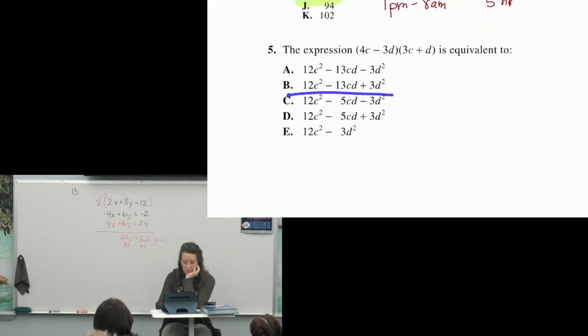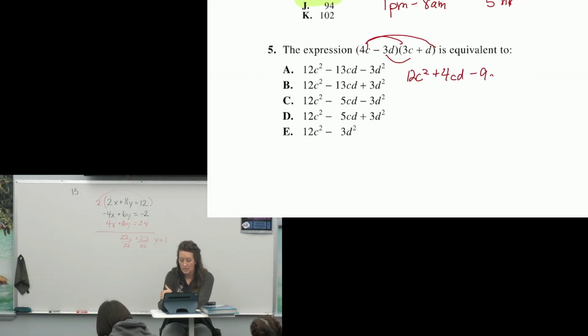Yeah. So Jane's thinking this. First, outside, inside, last. So 4 times 3 would be 12c squared. Then we'd have minus 4cd, minus 9cd. Is that right? Let's see, this is 12c squared, and then this one would be plus 4cd. This would be minus 9cd, and then this one would be minus 3d squared.